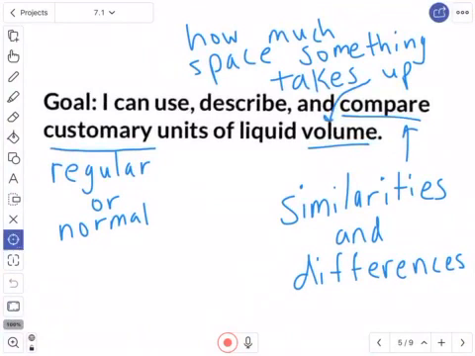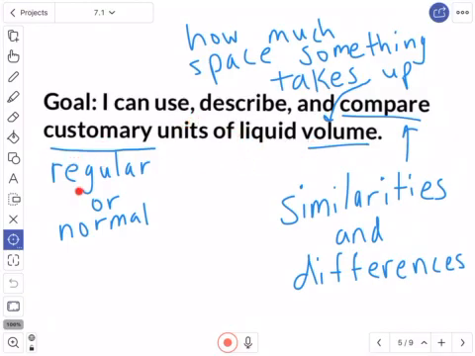But we're going to start by just reading our goal together. Ready? I can use, describe, and compare. So I just want to break down the first part of it. We're going to be comparing, so we're going to be finding similarities and differences. And we're going to be using and describing customary units.